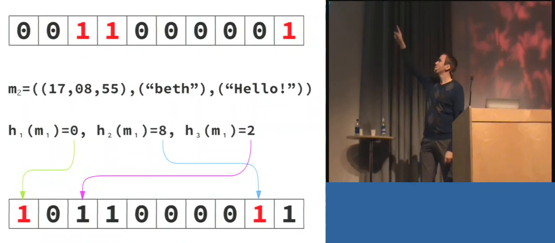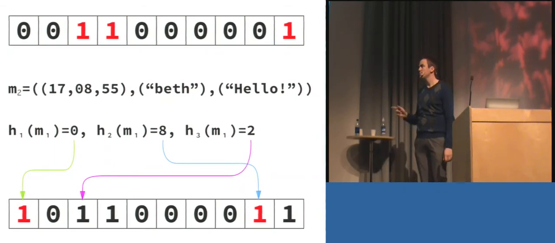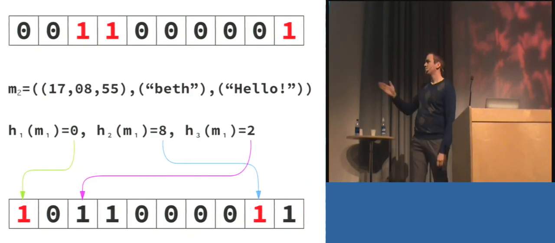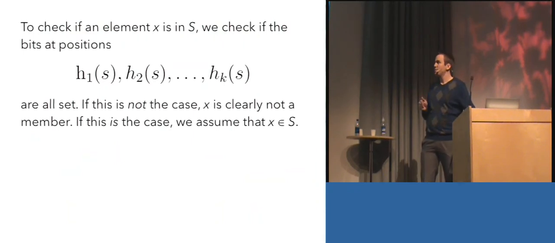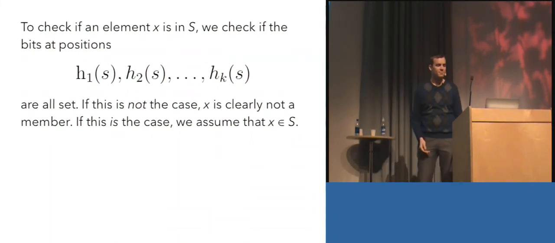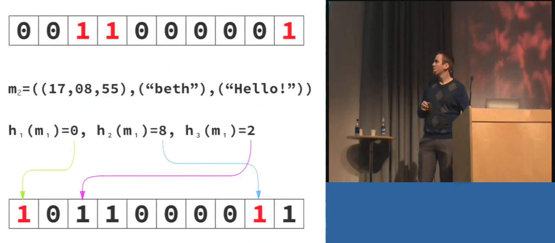Continuing from previous, you have the current Bloom filter on top. New message, the hashes produce 0, 8, and 2, so we set those indices. And you'll notice that index 2 is already set. Actually, let's skip ahead a bit. To check if an element is in the set, we just check if all the bits at the positions returned by the hash functions are set. This means we're going to assume it's in the set, even though we're wrong with some probability, because as you saw before, index 2 is already set, and of course all the indices could have been set before.